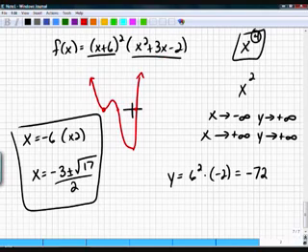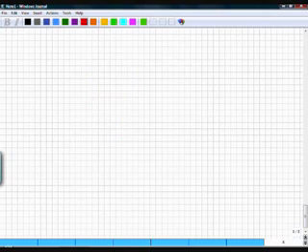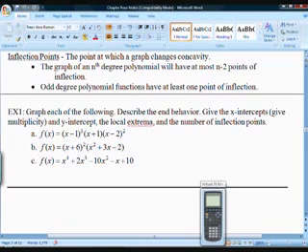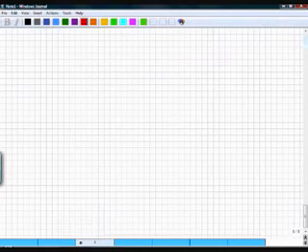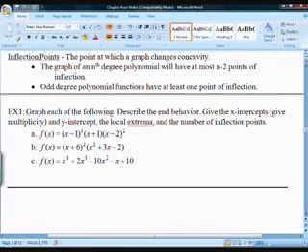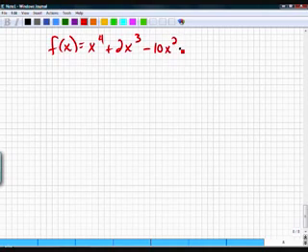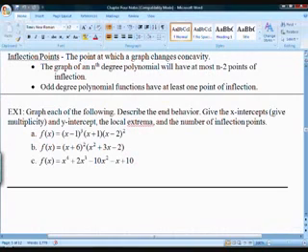So last problem, we're finished. X to the 4th, and notice what they've done here. They're not kind. They're not factoring it out for you. And this is the problem. Watch closely. These are the ones I want you to be able to work. The other ones are great, but these are the important ones. X to the 4th plus 2x to the 3rd minus 10x squared minus x plus 10.